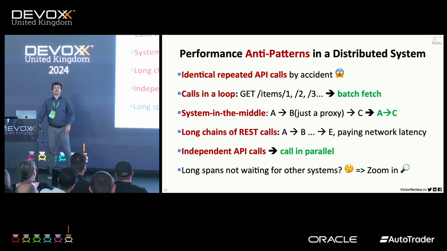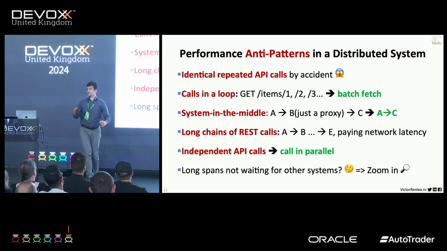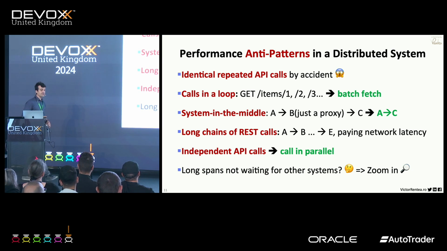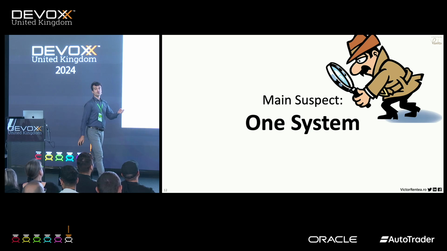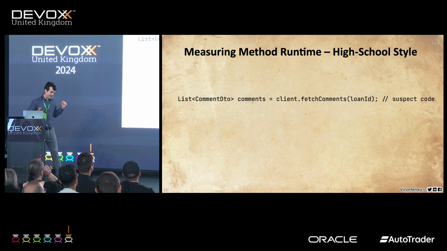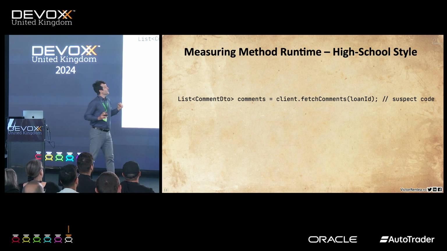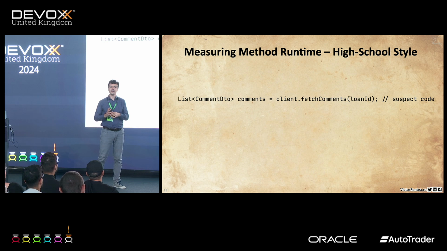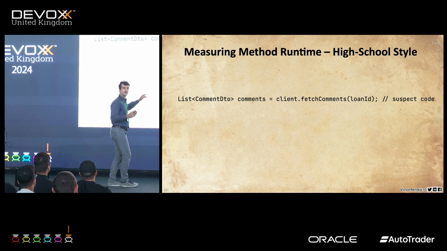But imagine you find a span which doesn't wait for any other downstream system. That probably is the guilty one. So you want to zoom into that system to see what you find about that. And I want to bring back a bit of high school time. Do you remember how we used to measure time in high school?